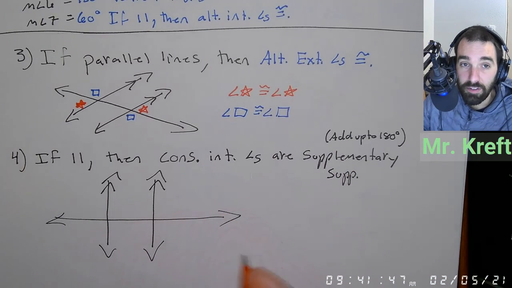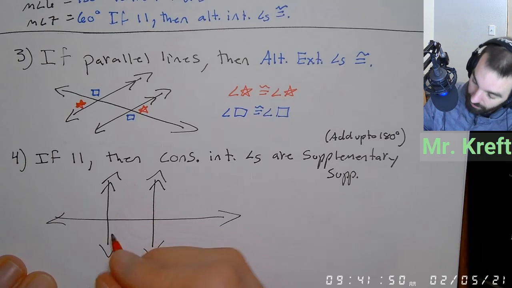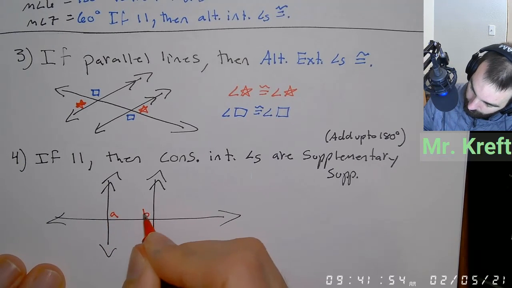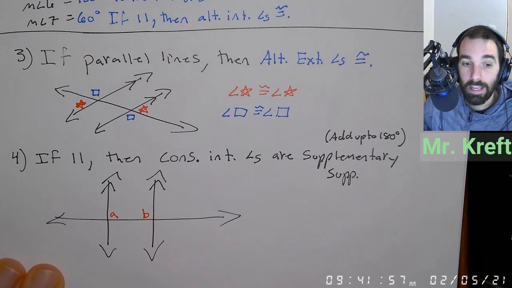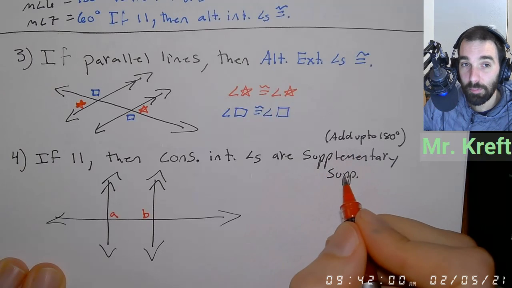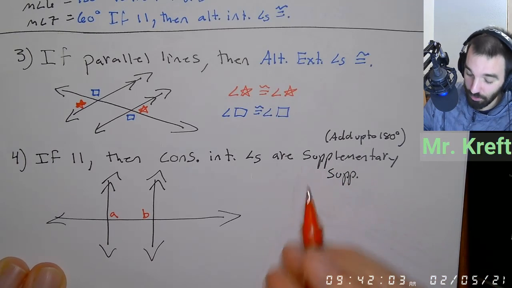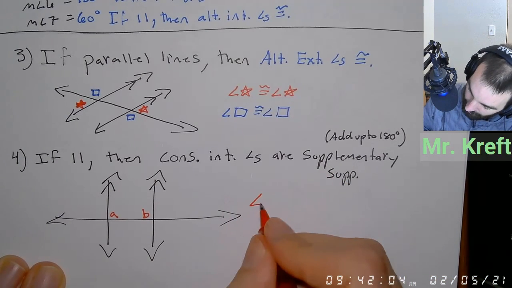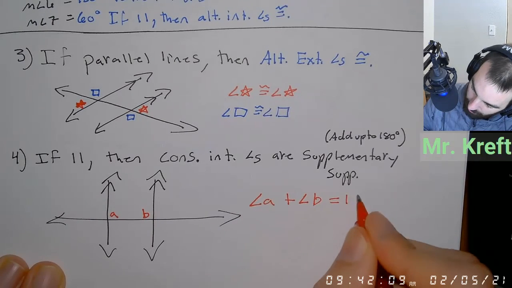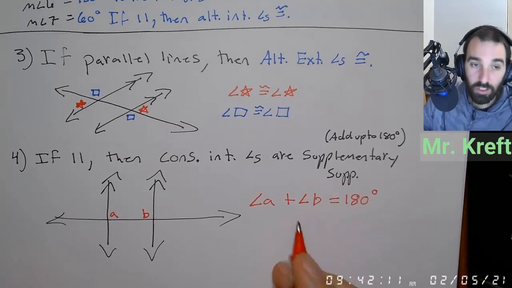Okay, and so again, we're looking at consecutive interior. So I'm on the inside and I'm on the same side of the transversal. So A and B would be consecutive. But now we have to really focus on supplementary. Everything else has been congruent, but this one's going to be angle A plus angle B equals 180 degrees.